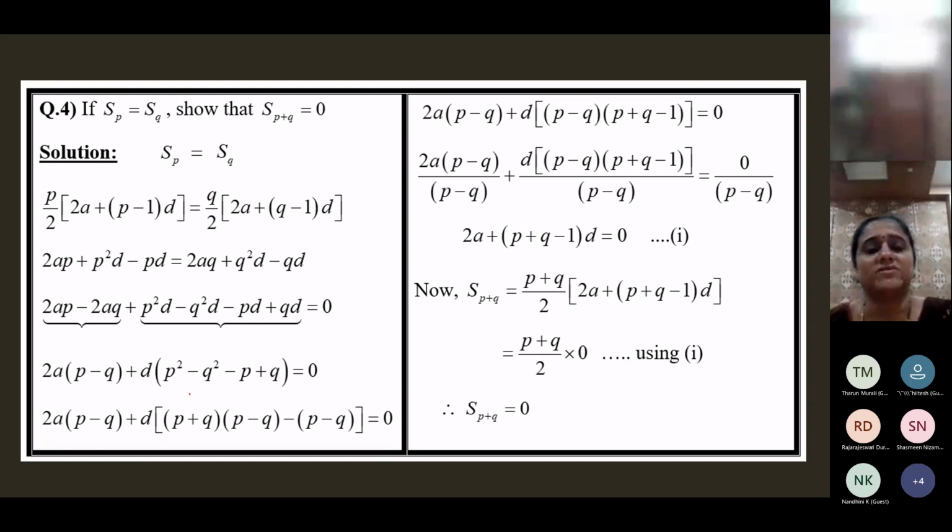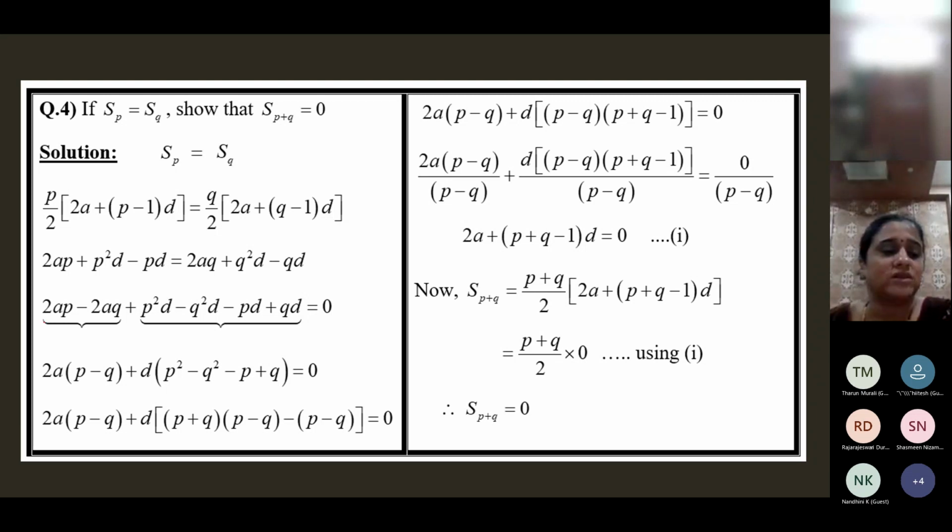Then bring all the terms to one side, equal to 0. Of the 6 terms, there will be 2 terms that have a in them, and the remaining 4 terms will have d. So group the terms that have a and d. There are 6 terms on the left hand side. 2 terms have a in them. The remaining 4 terms have d.